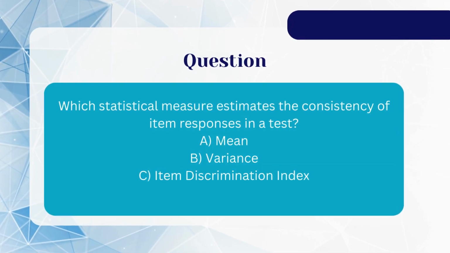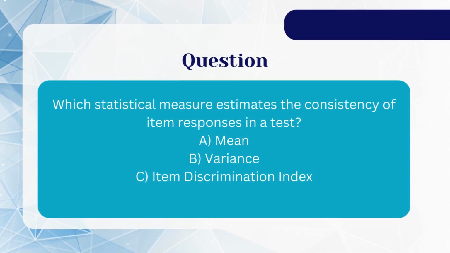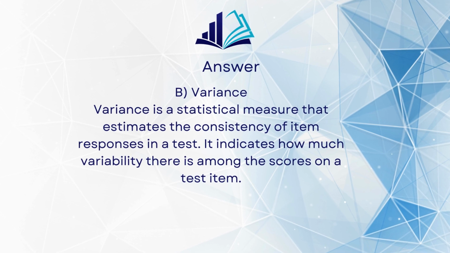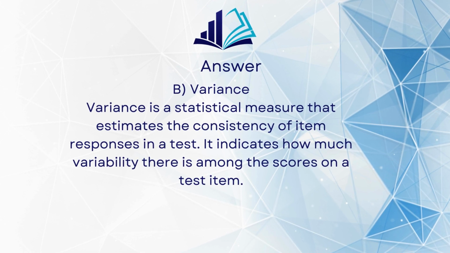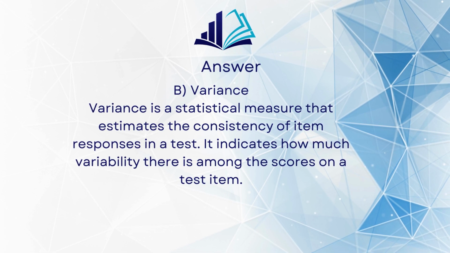Which statistical measure estimates the consistency of item responses in a test? A. Mean. B. Variance. C. Item discrimination index. B. Variance. Variance is a statistical measure that estimates the consistency of item responses in a test. It indicates how much variability there is among the scores on a test item.